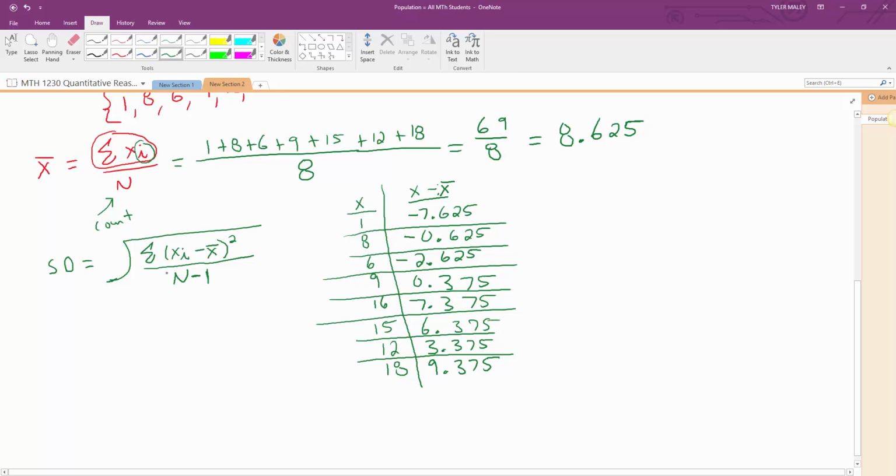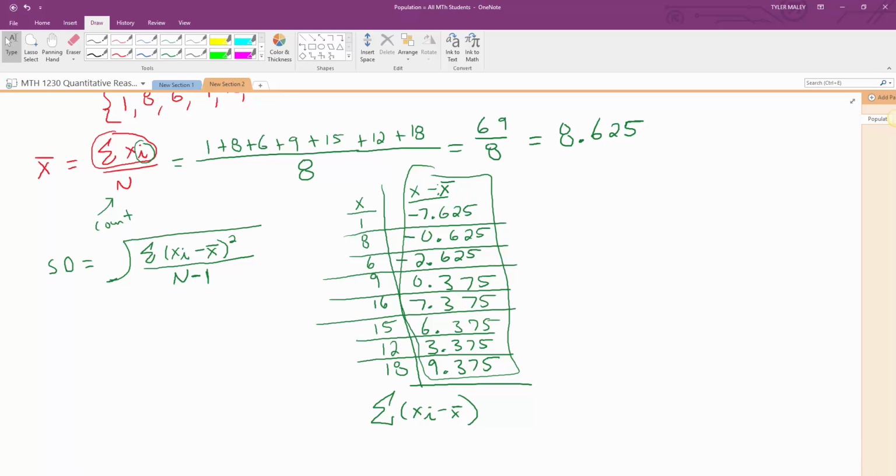So in this equation, I want to find the sum of the individual values minus the mean, right? That would be adding up all of these figures together. If I add them up in this column, this would be the sum of x i minus x bar, right? So let's do that.